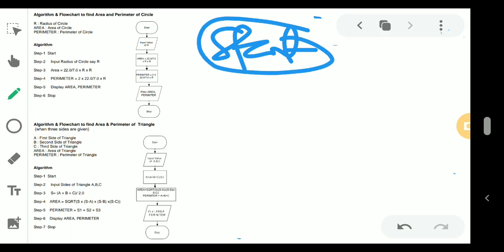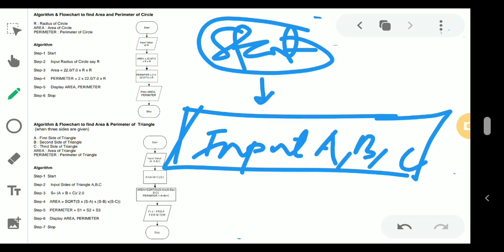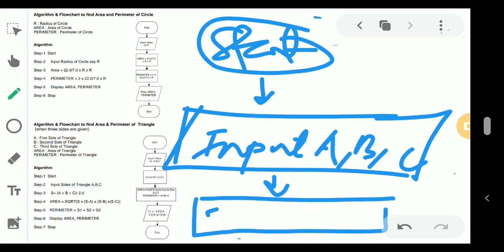Start we have done. Next we will take the input for three variables. So input A, comma B, comma C. So we have taken three variables. Then there will be a process box to calculate S. S means A plus B plus C divided by 2. Okay, so S is calculated.